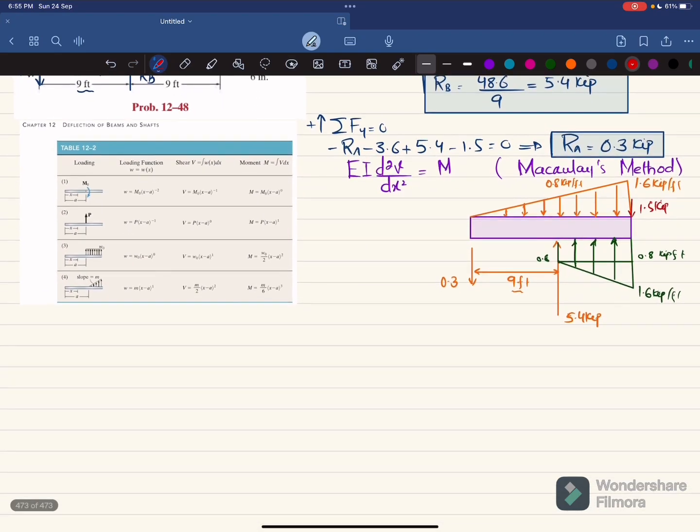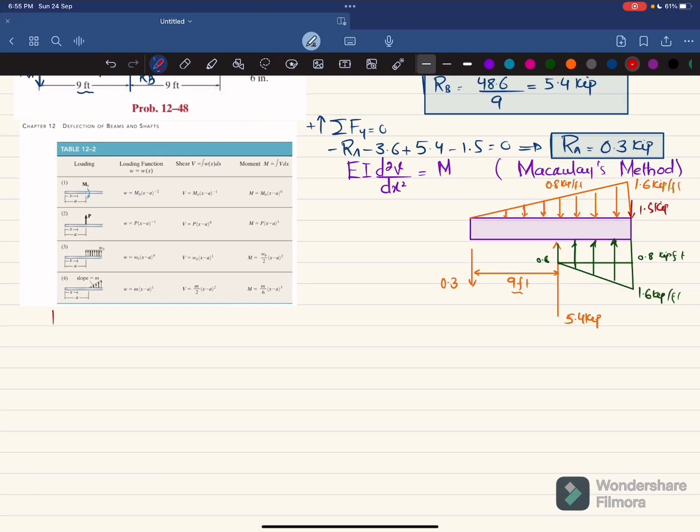Now apply this moment equation. So this moment M will be equal to, the first load is this 0.3 kips and that is acting downward. So this moment equation will be negative. So I will write this moment is equal to -0.3 into x minus a, where a is equal to 0, because this load starts at the beginning. So this will be -0.3 into x minus 0.